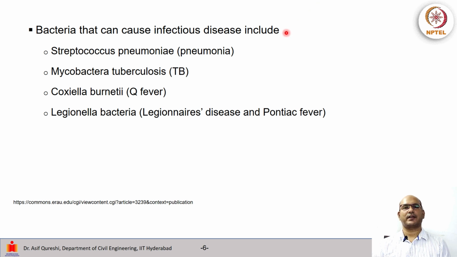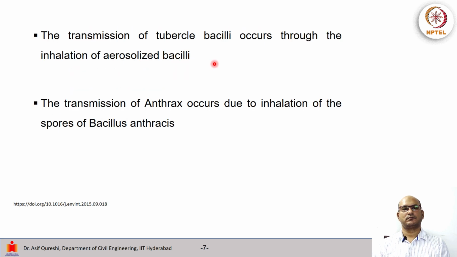Bacteria that can cause infectious disease include Streptococcus pneumoniae, which basically causes pneumonia. Mycobacterium tuberculosis causes TB. Coxiella burnetii, Q fever. Legionella bacteria cause Legionnaires' disease and Pontiac fever. The transfer of bacilli occurs through the inhalation of aerosolized bacilli. The transmission of, for example, anthrax could occur due to the inhalation of the spores of Bacillus anthracis.